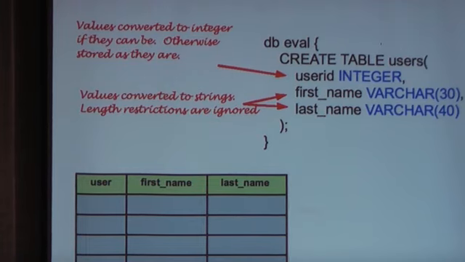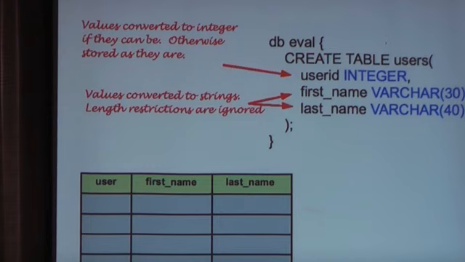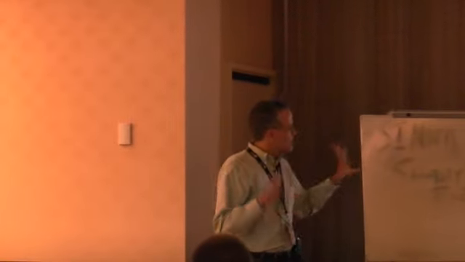Same with varchar, it tries to convert it to a string. It's usually much more successful at that because every integer can be converted into a string, right? But if you take a blob and put it in there, it'll leave it as a blob. So there's additional information down there. This is kind of a complex subject. It confuses a lot of people. In the interest of time, I'm going to move on. We can talk about it more later.